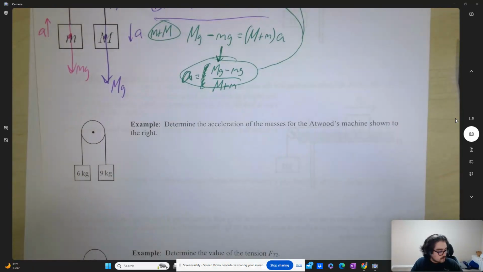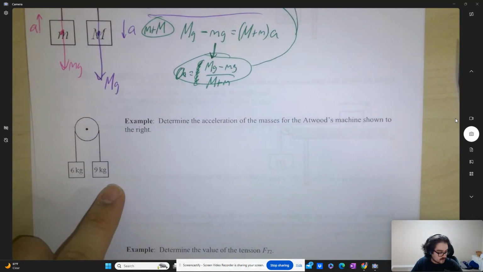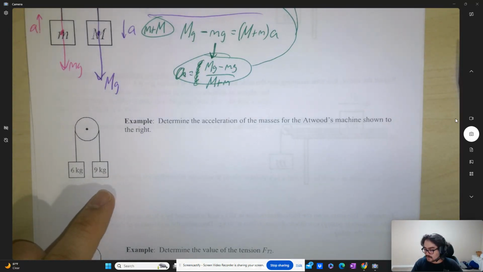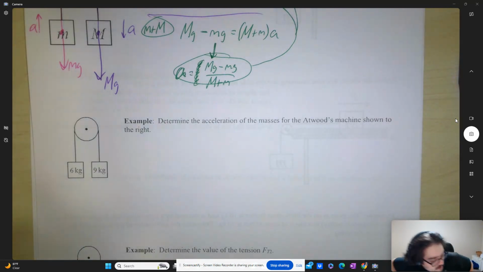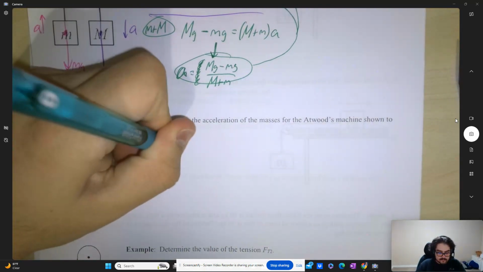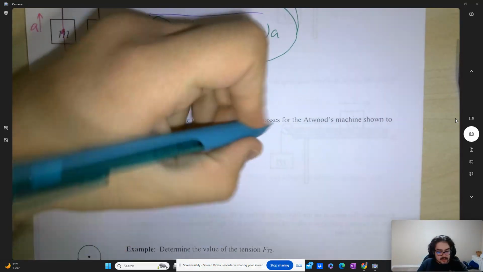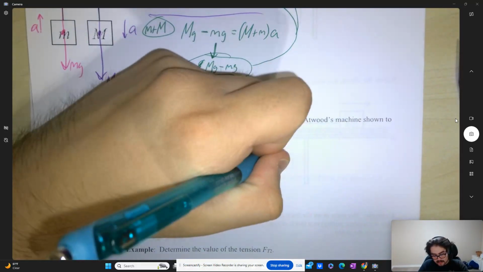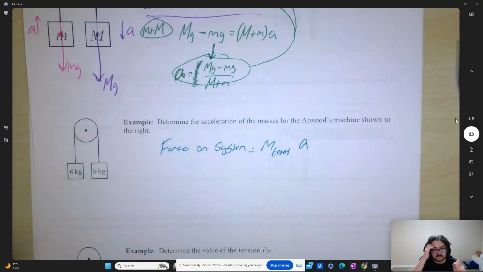So what about this right here? The acceleration of the masses for the Atwood machine shown here. Now we actually have values for it. Well, the easiest way to do this is you take the force on the system, and set it equal to the total mass for the system times the acceleration of the system.